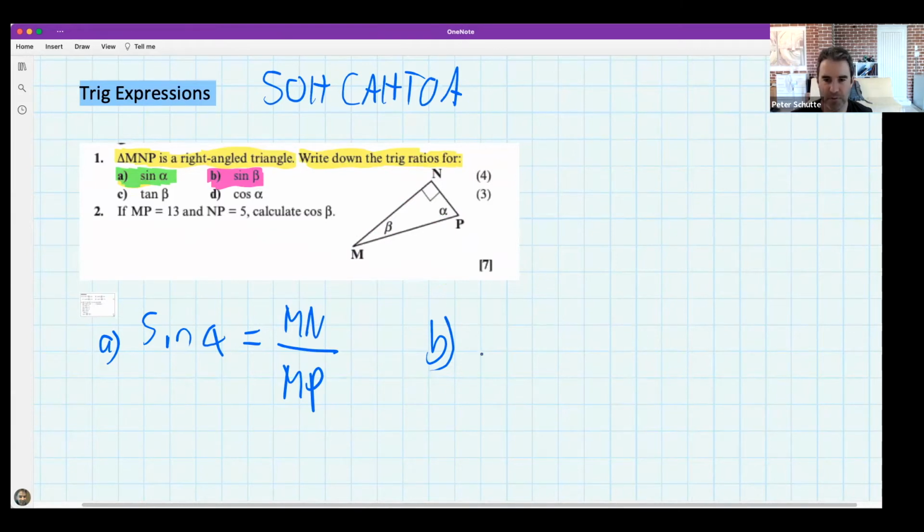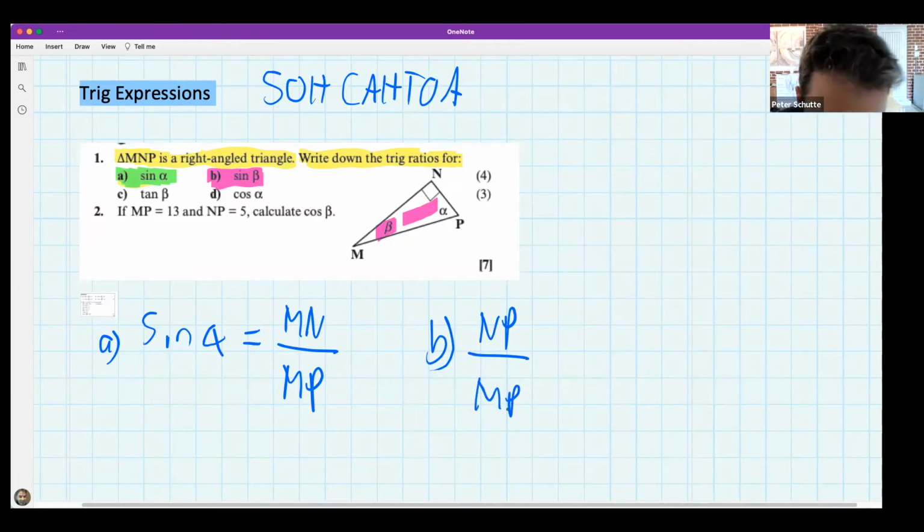Okay, so if we're focusing now on beta, then the side that is opposite the beta is the NP. So that would be NP over, and the H is still going to be MP. So we're going to get that over that. Okay, so that's a basic application of trigonometry.